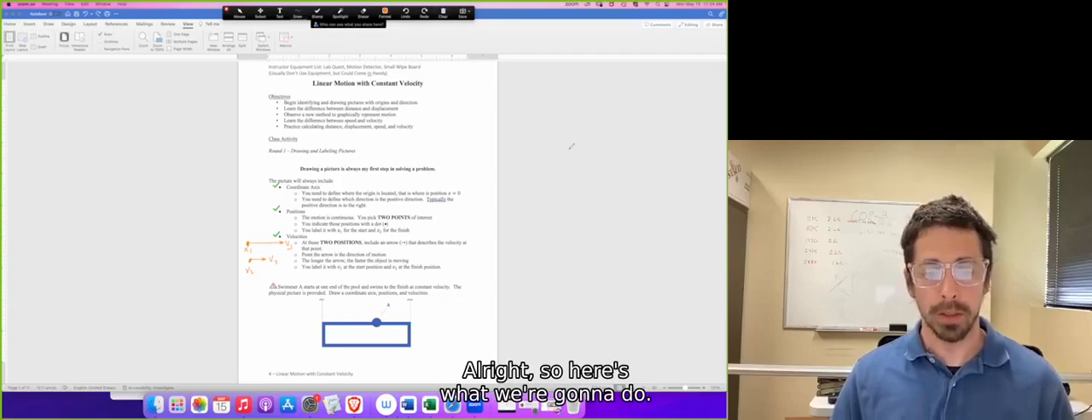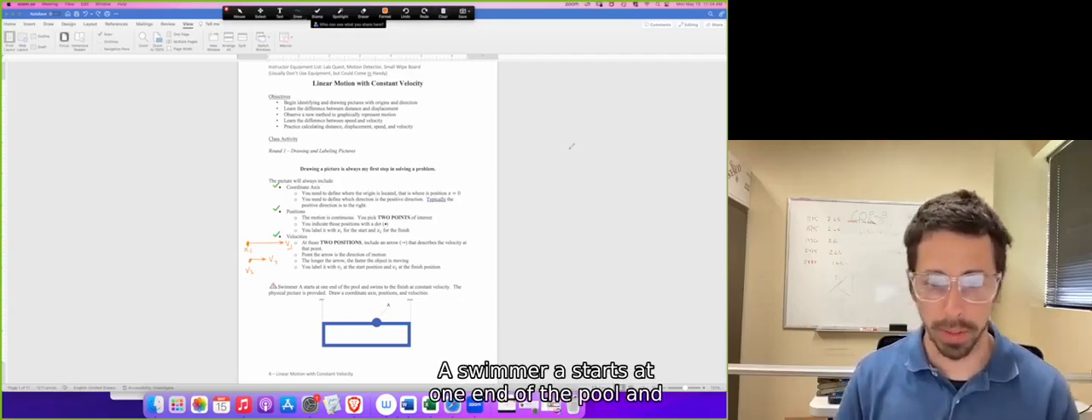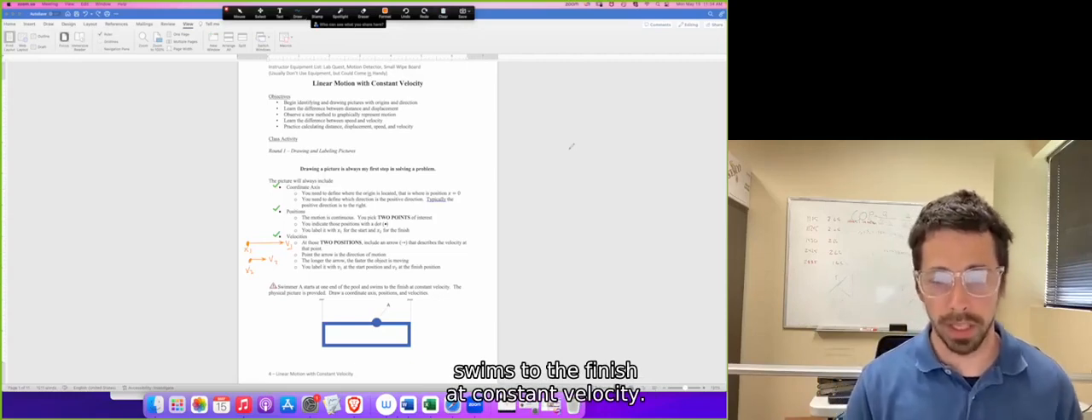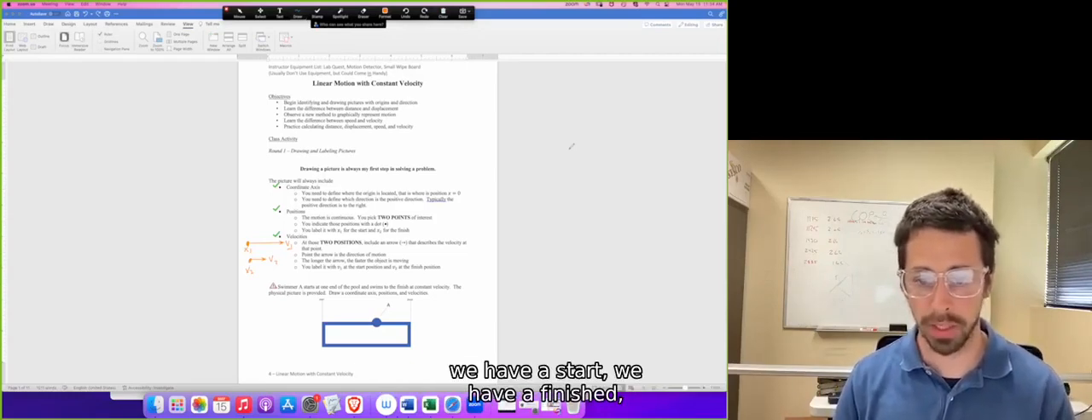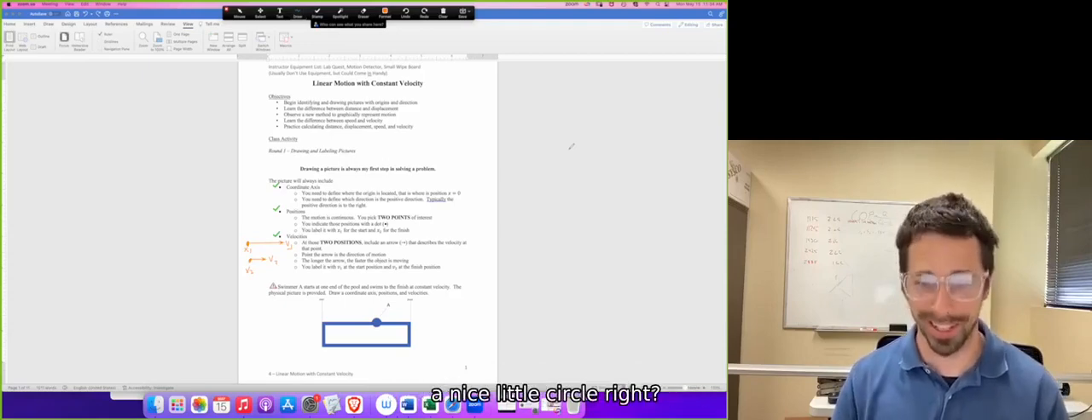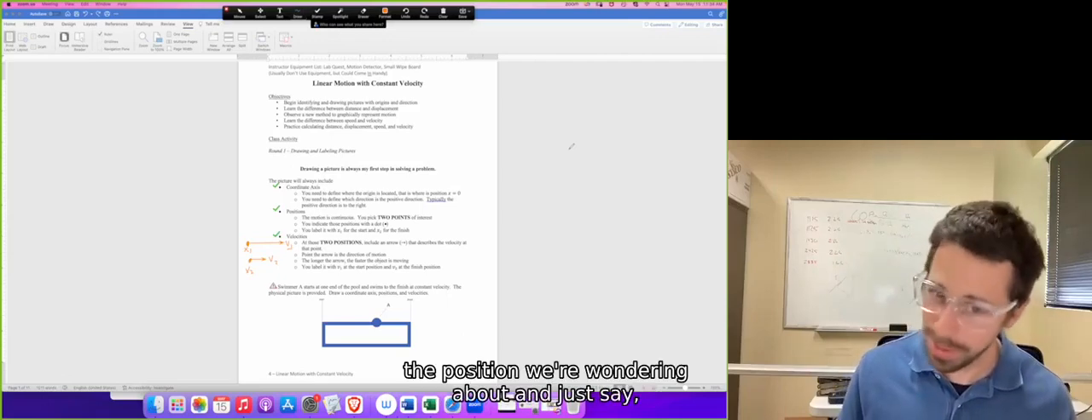All right, so here's what we're going to do. Swimmer A starts at one end of the pool and swims to the finish at constant velocity. You can see that here down below. We have a start, we have a finish, and then there's your swimmer A, a nice little circle. Now that circle, is that the position we're wondering about?